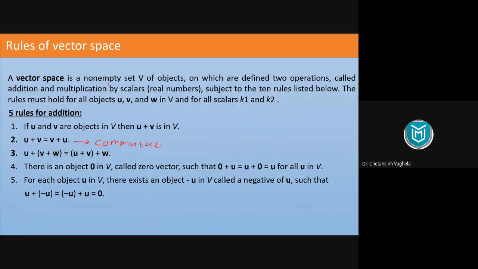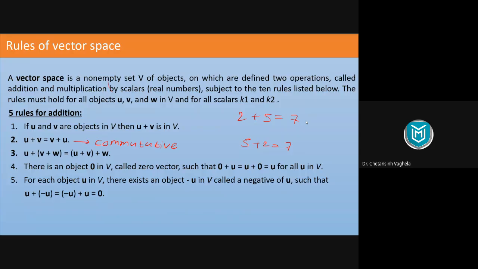Now what is commutative property? Whether you add u plus v or you add v plus u, your result should be the same. That means whether you add 2 plus 5 or you add 5 plus 2, in both cases your answer is 7. Your answer should not change. This property is called commutative property. That means the order is not important. You take u first and then v, or you take v first and then u. In that case your answer should not change.